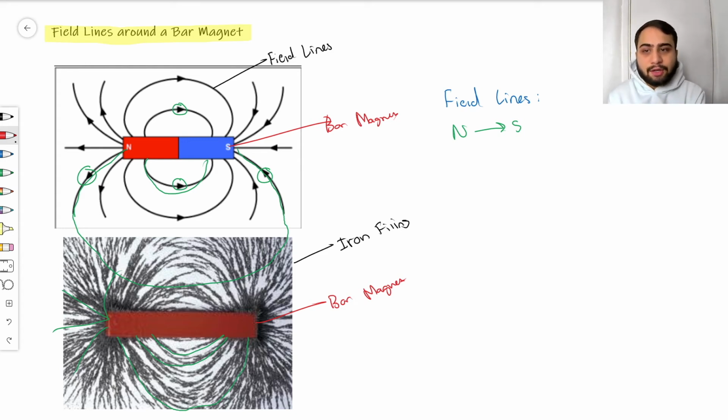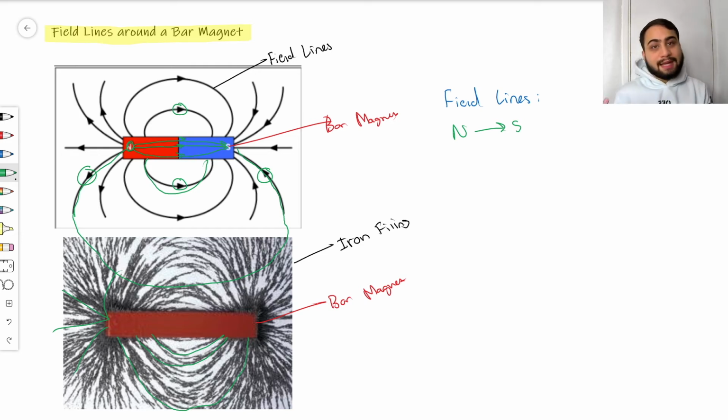So if I was to look at, I can't really use red because it's red. Let's do it in green. If I was to look at the north point here, there are actually field lines going from here directly there, and going here directly there. I should really do them in the middle so it's easier to see, and so on and so on.